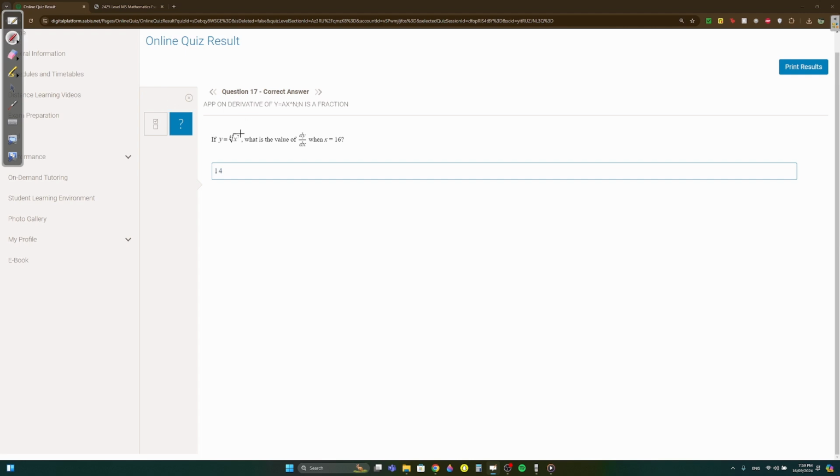Okay. Here we want to find the derivative and then substitute x equals 16. So we need to find dy over dx of the fourth root of x to the power of 7. If you have it written, here's how you write it. You say y equals the fourth root of x to the power of 7. Then you don't start deriving.